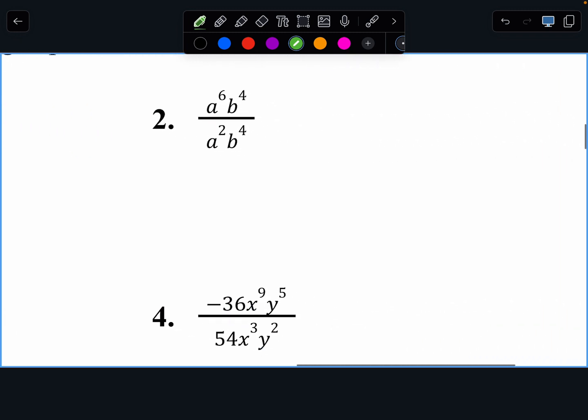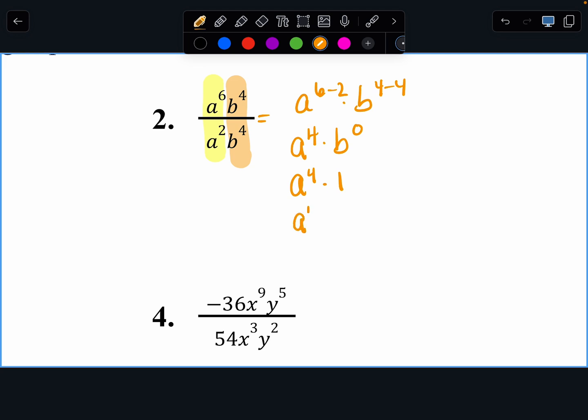But when I have multiple variables, it just means that I need to compare the ones that have the same base. So this is a^(6-2), b^(4-4). So that's a^4, b^0. That's a^4 times 1, which becomes a^4. You don't have to write all this down, but you do need to be able to understand it so that you can use it in other parts of the problems as well as the assignments for this week.